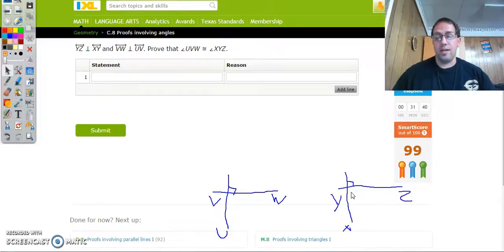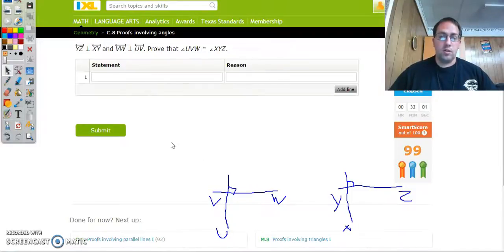I'm going to kind of back up our thought process here. Well, hey, they're both perpendicular, so what is this angle measure? Well, it's 90 degrees, because that's what perpendicular means. So we can say that both are 90-degree angles, and so they're congruent. So that's what we want to do. That's kind of our plan here.